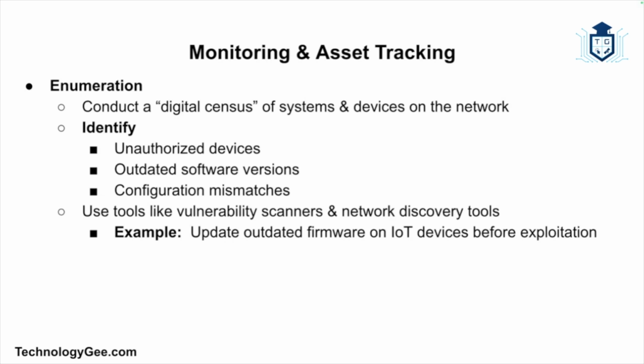So think of it as a digital census. This process includes detecting unauthorized devices, identifying outdated software versions, and spotting configuration mismatches. Tools like vulnerability scanners and network discovery tools can help with enumeration. For instance, if you find an IoT device using outdated firmware, you can take action before it is exploited.